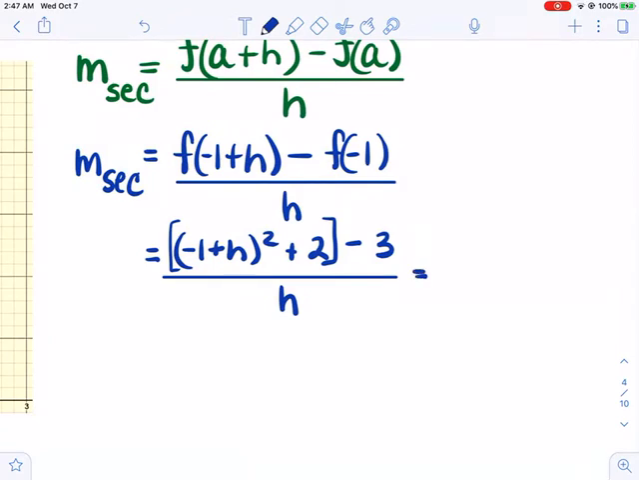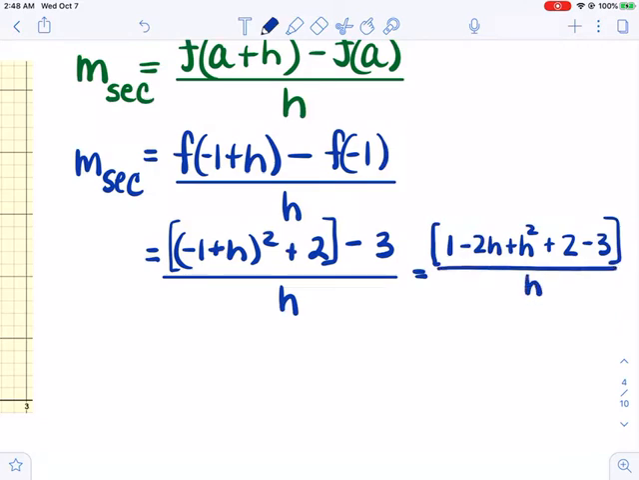We have, this is going to be -1. Oh, here, sorry. I'm just going to write the same thing over again. So it's going to be 1 minus 2h plus h squared plus 2 minus 3. So I'm just going to simplify this expression over h. So it looks like I have 1 plus 2, 3, minus 3, which is 0. So then I have the expression, the slope of the secant line is equal to, I have the h squared, I'm going to highlight it here. This is what I'm going to have left.